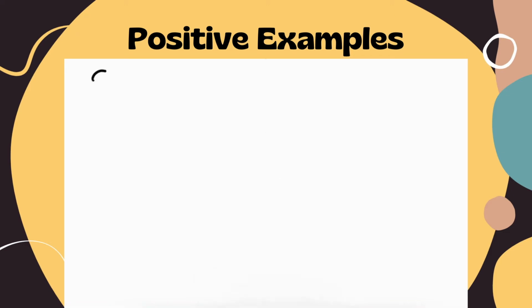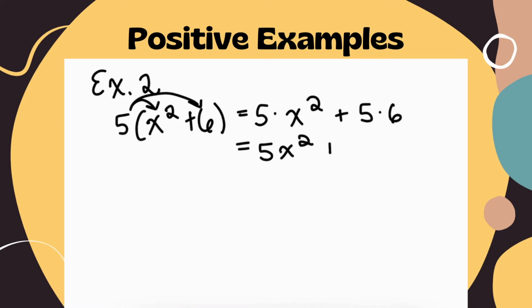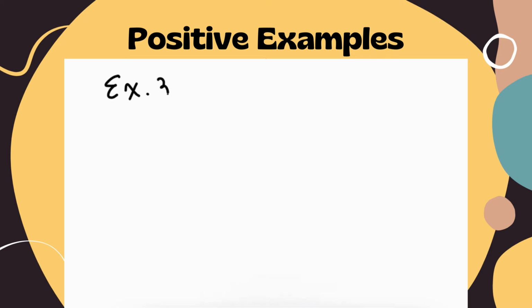In our second example, we have the expression 5 times the quantity of x squared plus 6. Even though we have an exponent of 2 now, the distribution is the same. We are going to distribute the 5 into both terms, so 5 times x squared plus 5 times 6. And then we simplify. 5 times x squared is 5x squared, and 5 times 6 is 30. So our answer is 5x squared plus 30.